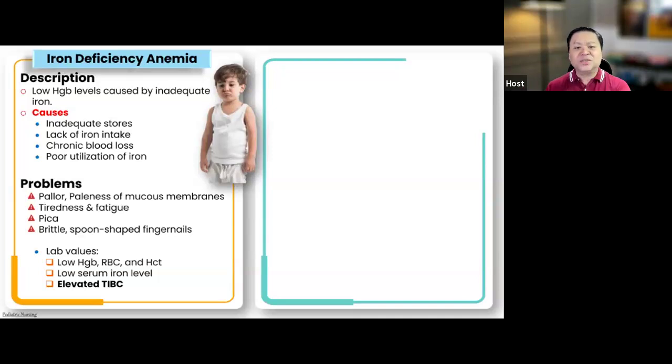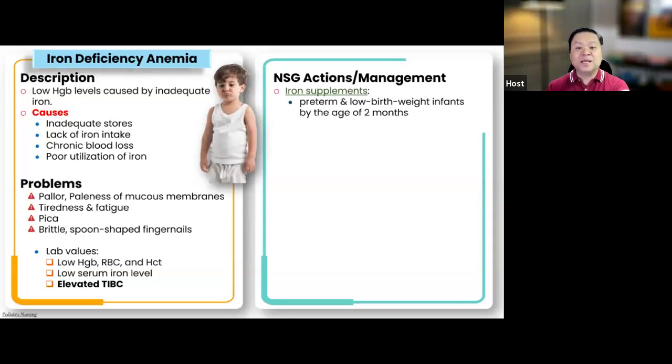Now, what are we going to do in taking care of this pediatric patient with iron deficiency anemia? It is really important that we provide our pediatric client with iron supplements. This can be provided to pediatric patients that are preterm or with low birth weight, and it can be given up until the age of 2 months.